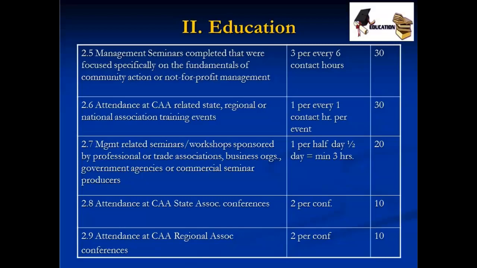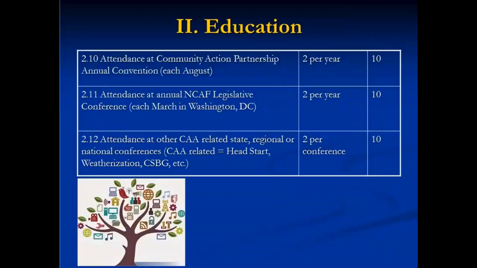So you can claim 5 of those for your state association, up to 10 points. You can claim 5 for your regional Community Action Association. These are, by the way, only community actions so far. We're going to get to allied associations on the next page. If you attend the Community Action Partnership Convention, that continues.